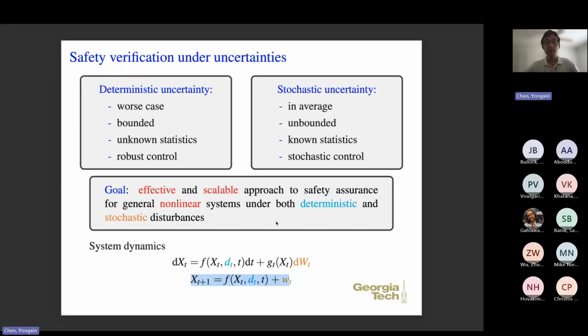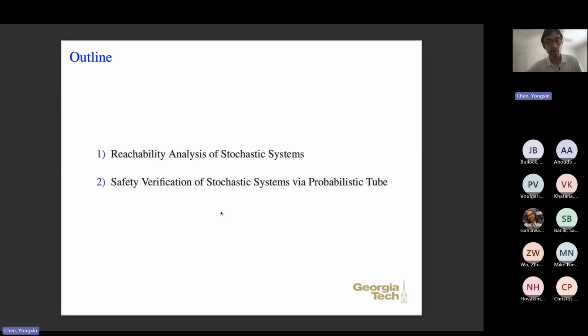Here I want to emphasize that, of course, we consider both uncertainties. The very important thing is we would like our approach to be scalable to high dimensional systems. We would like our approach to be effective so it doesn't generate complete garbage. And we would like it to work for general nonlinear systems, not just linear systems. These are the things we want to keep in mind. So this is the outline of the rest of the talk. I'm not sure if we have time to cover everything in detail, but I will start from the first one, which focuses on reachability analysis.